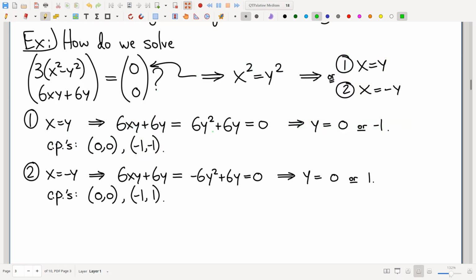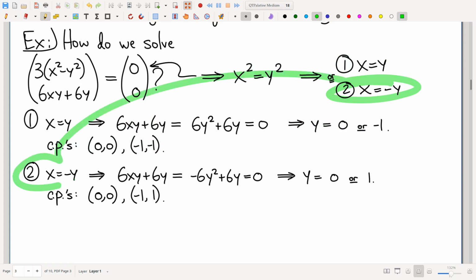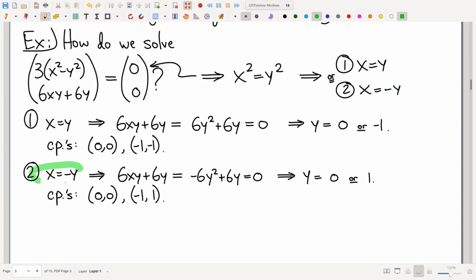Okay, now again, that was just the first case. You also have to consider the second case. It is perfectly possible that x might be negative y. You got to go down that road. You got to see what's under that rock. Who knows? There might be a critical point down there.